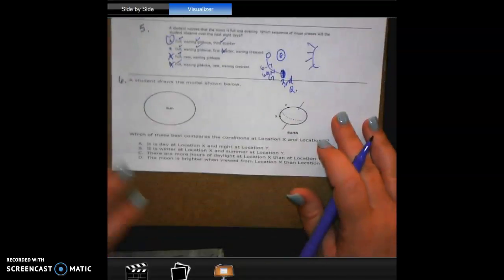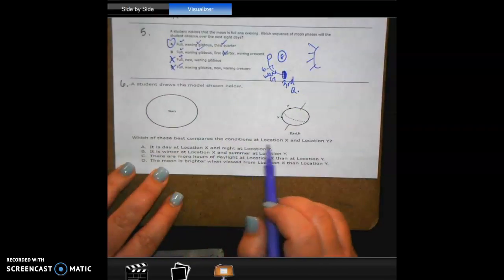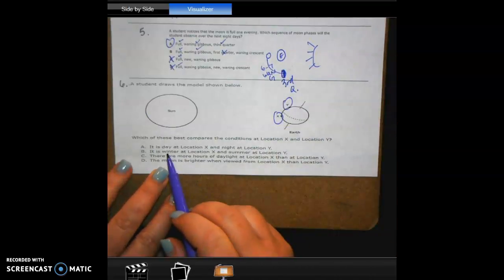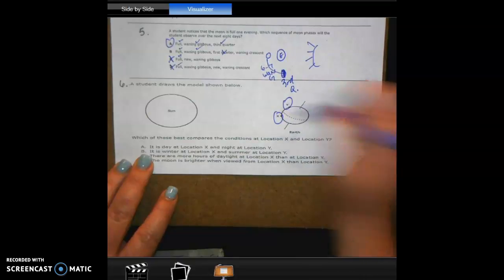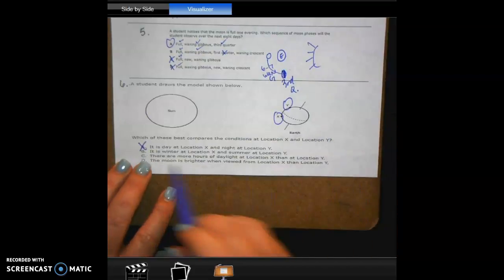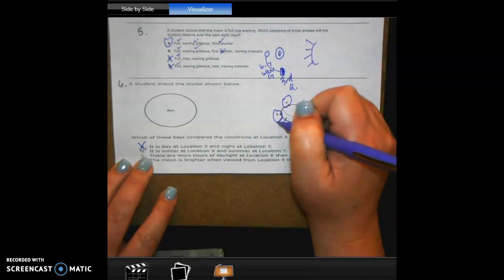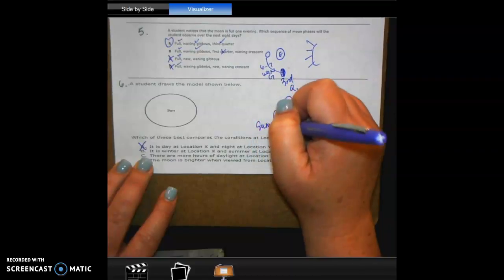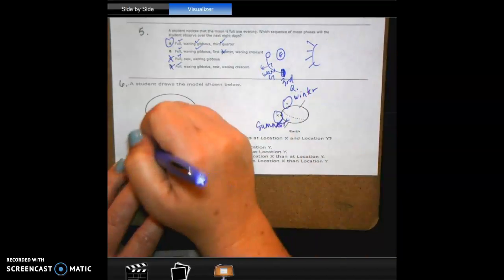Okay, number 6. A student draws the model shown below. Which of these best compares the conditions at location X? Here's X, and location Y. It is day at location X and night at Y. Nope, they're both on the same side of the earth, so they both would be experiencing daytime in that position. It is winter in X and summer in Y. Well, X is tilted toward the sun, so it would actually be summer in the X position and winter in the Y position, so it's opposite of that.